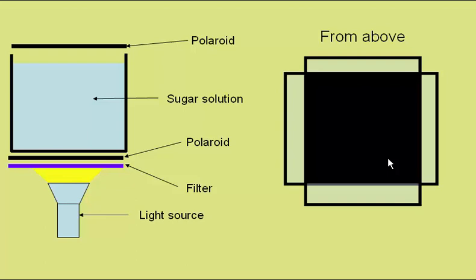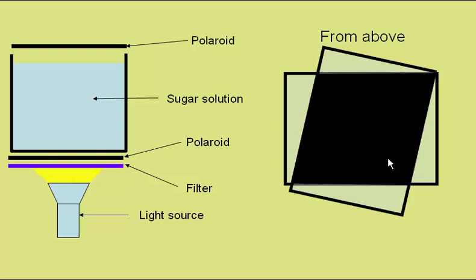However, as we increase the concentration of the sugar solution, to get all the light stopped, we need to rotate the top piece of Polaroid, something like this. What we can do then is measure this angle theta.